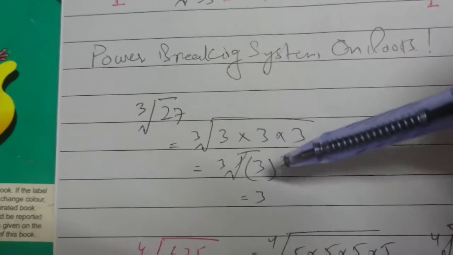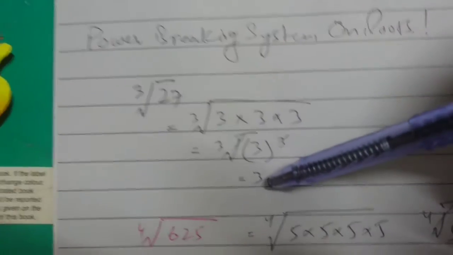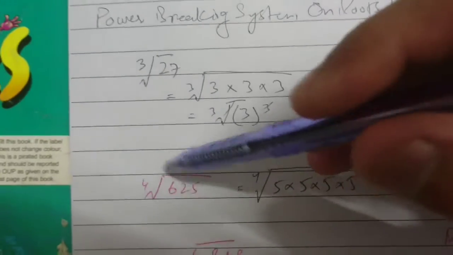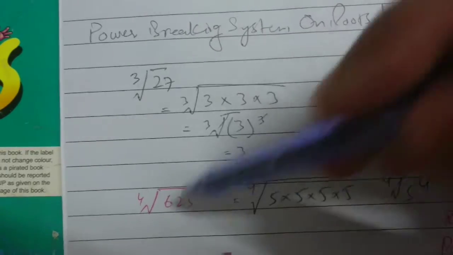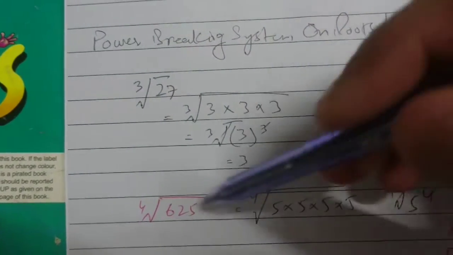Simple as that, and just cancel the power with the root. Simply the number will come out from that root, and it's going to be an easy, simplified form. Similarly, you have the fourth root of 625. Only the number 5 is multiplied 4 times to make 625. Simple as that: 5 times 5 is 25, 25 times 5 is 125, 125 times 5 is 625.